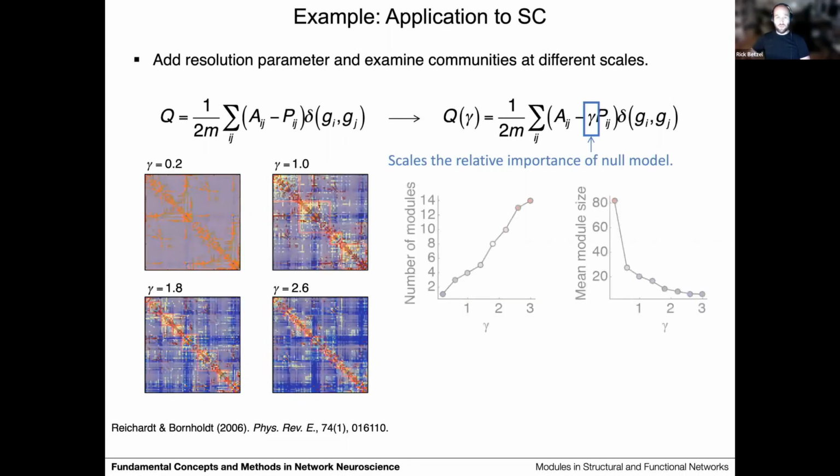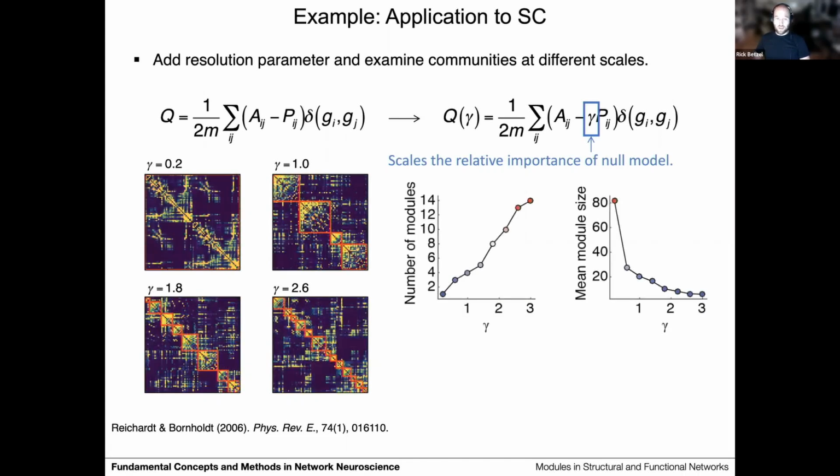As a consequence, the communities we detect, the number and size, will depend on that value of gamma. If gamma is small, we get very coarse communities. As we increase gamma, the number and size of communities will vary. Specifically, the number will increase and the size of communities will drop off.